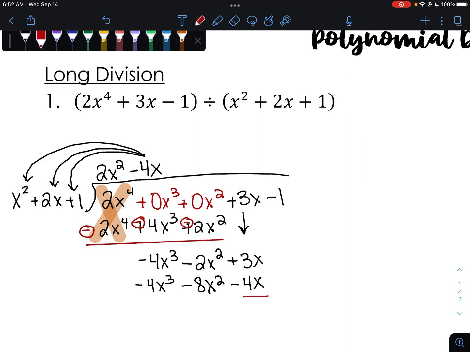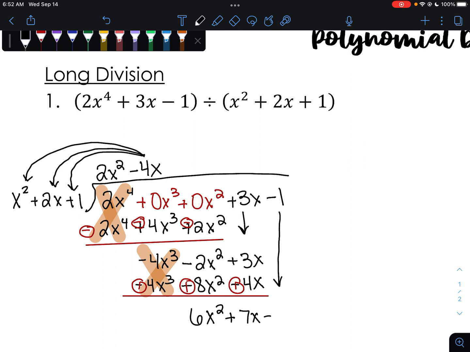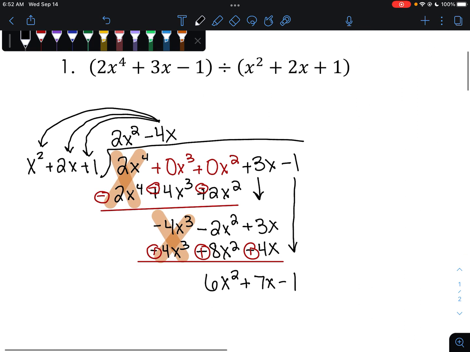Once again, draw our line, change all our signs. Go ahead and add down. Negative 4x cubed plus 4x cubed cancels out. Those first terms should always cancel out. Negative 2x squared plus 8x squared is a 6x squared. 3x plus 4x is a positive 7x. And go ahead and drop down your next term, minus 1. And we go ahead and repeat our process for a third time.